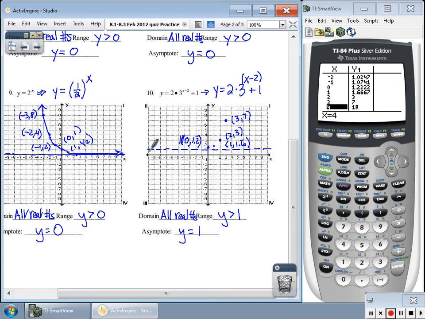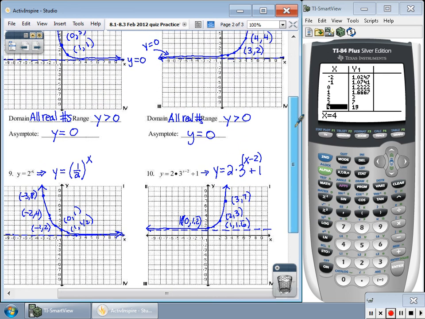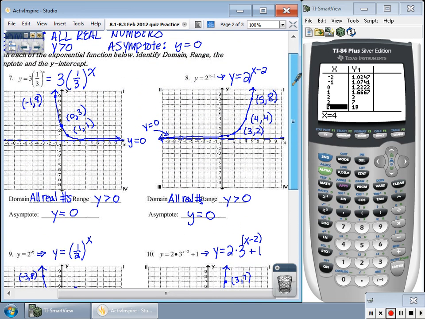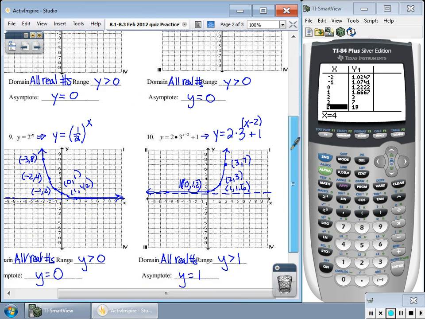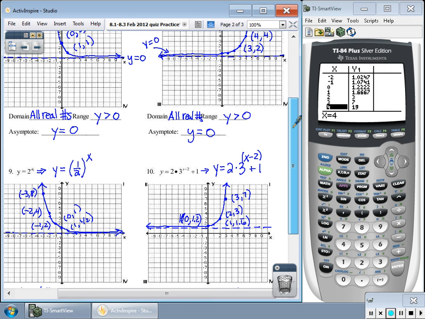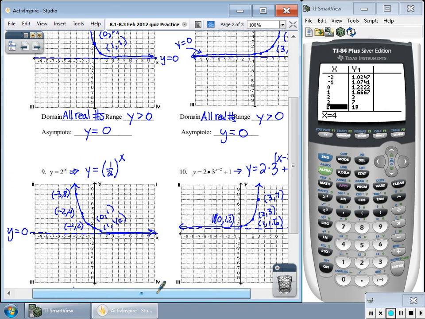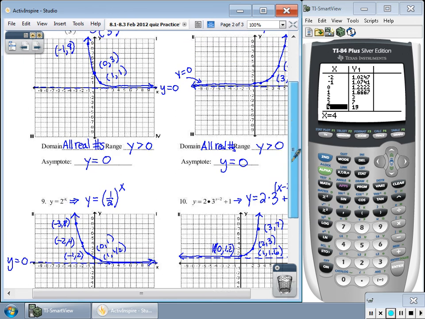Okay, so it hugs the asymptote, starts hitting our points, and shoots up. Okay? And you're done. That's all you have to be able to do. Notice when you have exponential growth, when your base is greater than 1, you're skyrocketing up. When you have exponential decay, that's when you're coming down and getting closer and closer to 0.